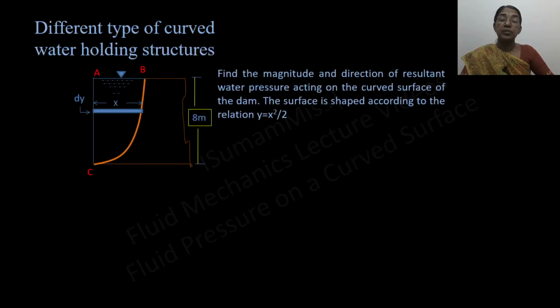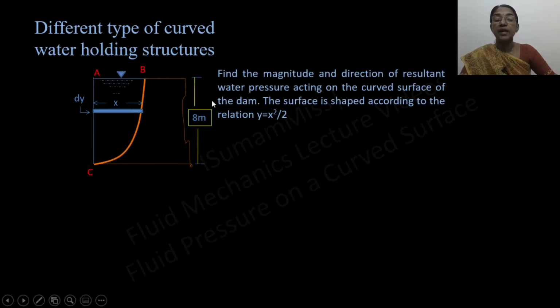Next problem we are going to discuss is the pressure force acting on the curved surface of the dam. BC represents the curved surface of the dam and this dam has a height of 8 meter. The surface is shaped according to the relation y equal to x square by 2, so the profile of this BC is given as y equal to x square by 2. As we discussed earlier, the horizontal component of hydrostatic force is equal to that on the vertical projection of this curved surface upon a vertical plane. It has height equal to 8 meter and we are considering unit length.